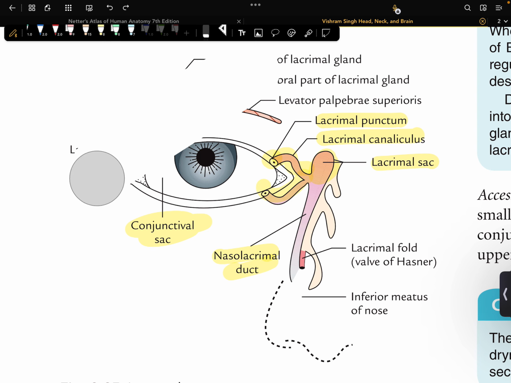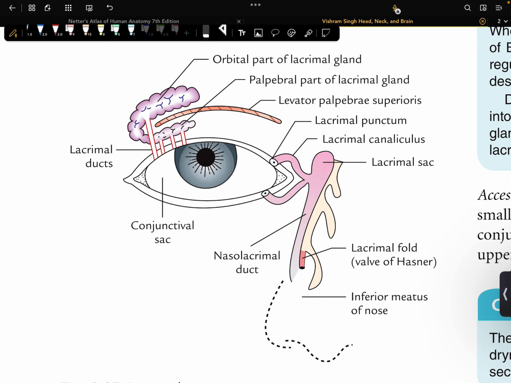Okay, in a flow chart we can understand from the left side to right side. From the lateral to the medial side we have the lacrimal gland and lacrimal duct, then the conjunctival sac, the lacrimal punctum, the lacrimal canaliculus, the lacrimal sac, and the nasolacrimal duct. Okay, I hope that it is clear.